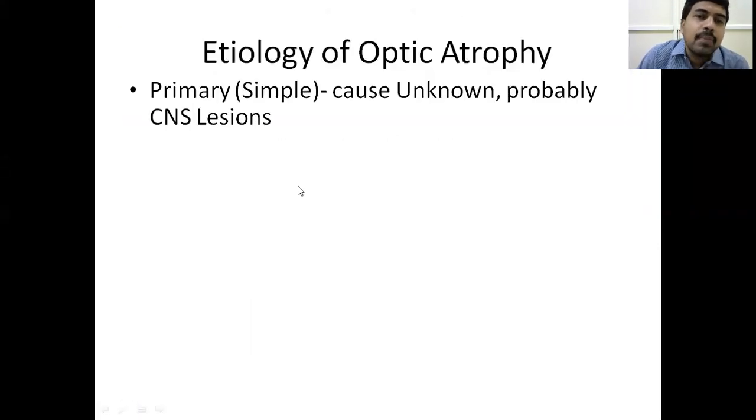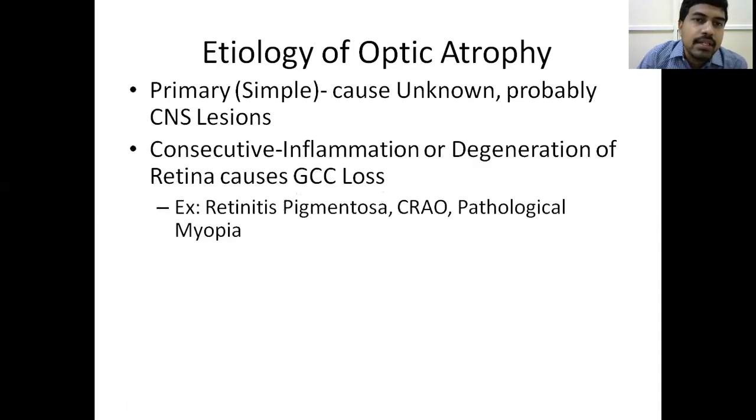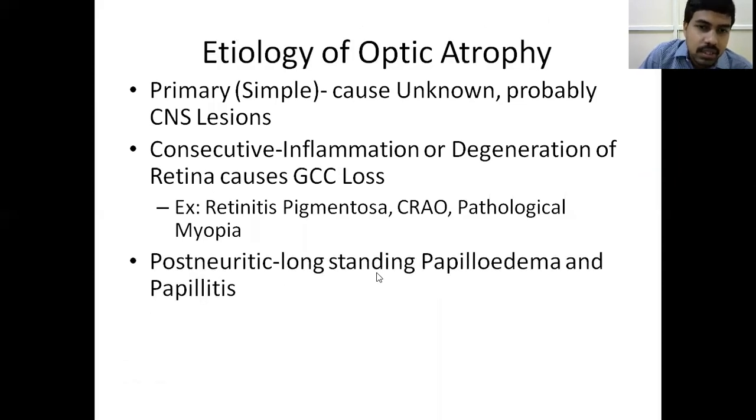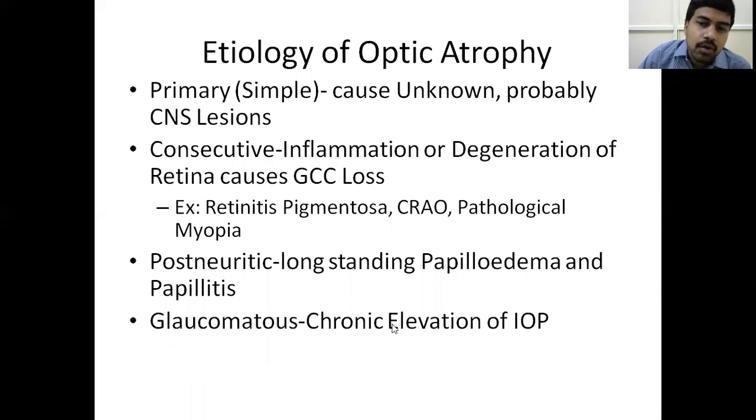So, the etiology of optic atrophy. The primary cause is unknown, probably some unknown CNS pathology, but here there is no cause. That is idiopathic. Consecutive means inflammation or degeneration of the retina causes GCC loss. That could be retinitis pigmentosa, central retinal artery occlusion, CRAO, or pathological myopia, and many more conditions. Post-neuritic is long-standing papilledema or papillitis, whatever it may be. And glaucomatous. Glaucoma, you all know, is chronic elevation of IOP, or it could be normal tension glaucoma also.